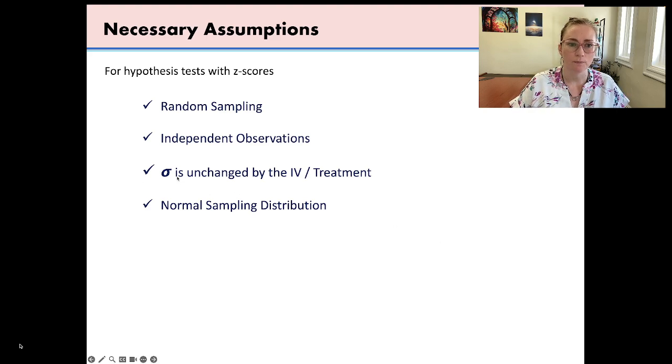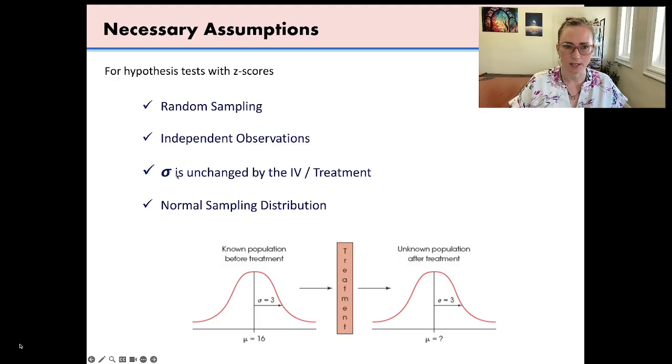Also, we assume that the standard deviation remains unchanged by treatment. So variability is not affected, only the average is affected. And then lastly, we assume a normal distribution, normal sampling distribution. And again, this comes with large samples. And so to demonstrate that idea right here of the standard deviation being unchanged, only my average shifts, the standard deviation remains as is, right? My variability remains the same, so I simply just shift. Basketball players are taller than the average woman.